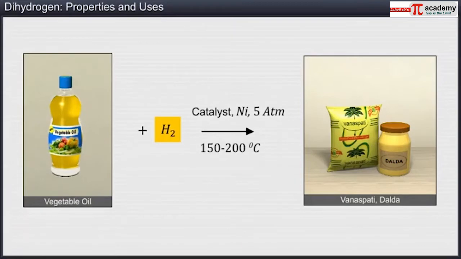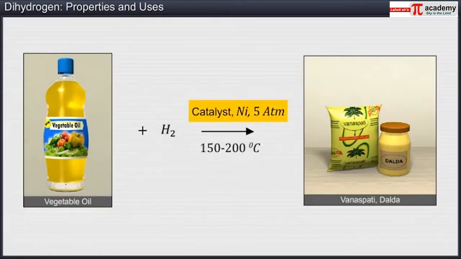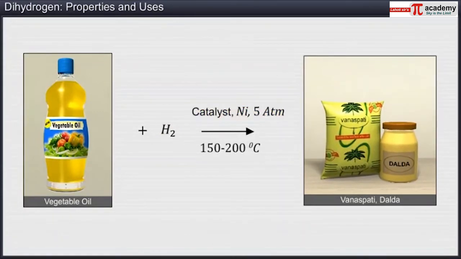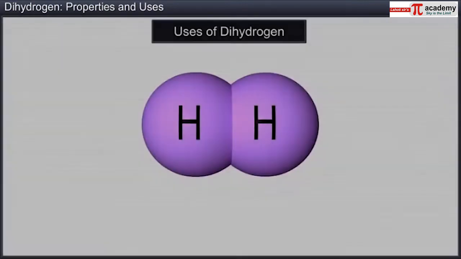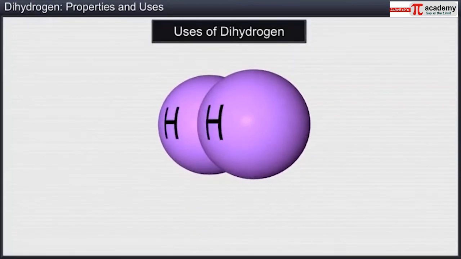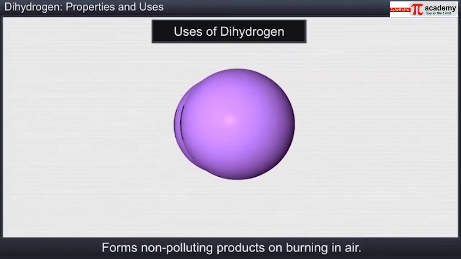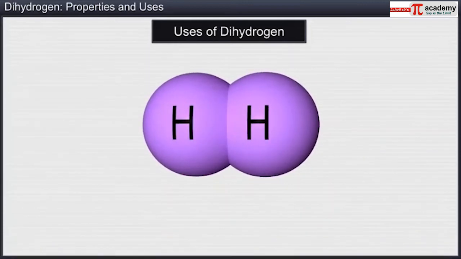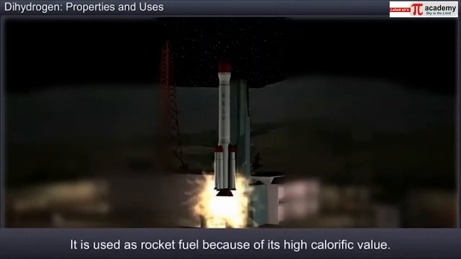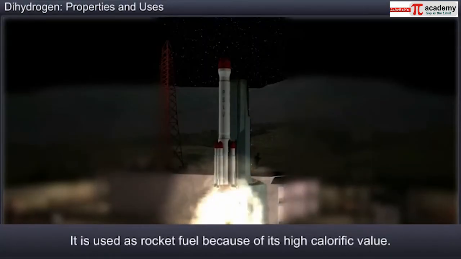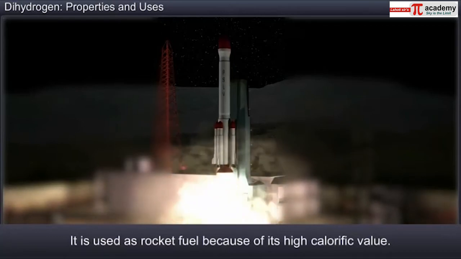Dihydrogen reacts with vegetable oils in the presence of finely divided nickel as a catalyst to give hydrogenated products such as edible fats. Because of its unique properties, like forming non-polluting products on burning in air, dihydrogen gas has many commercial uses. It is used as rocket fuel because of its high calorific value.